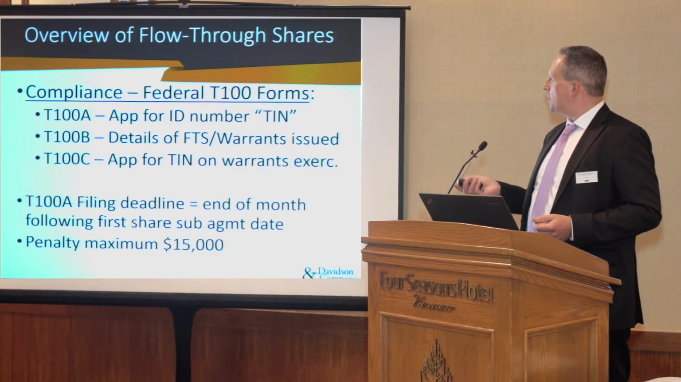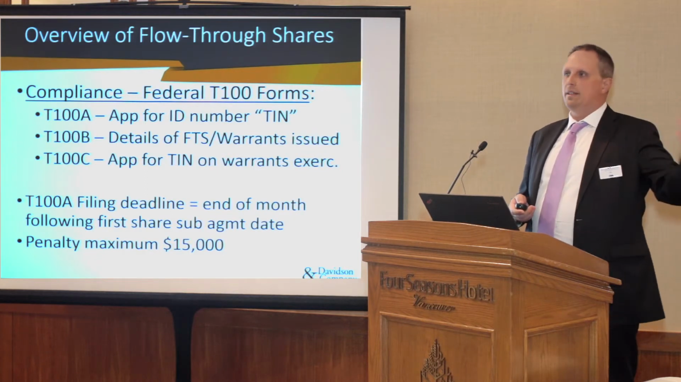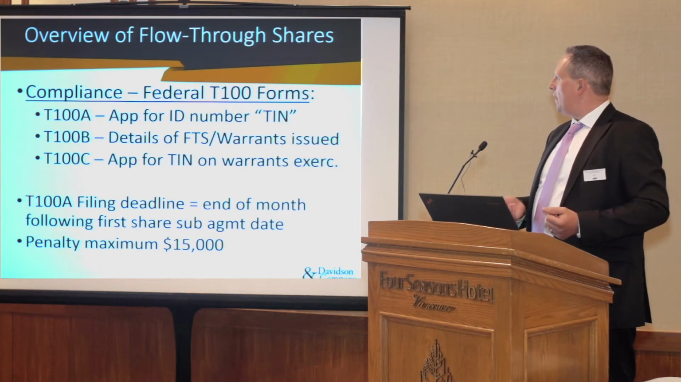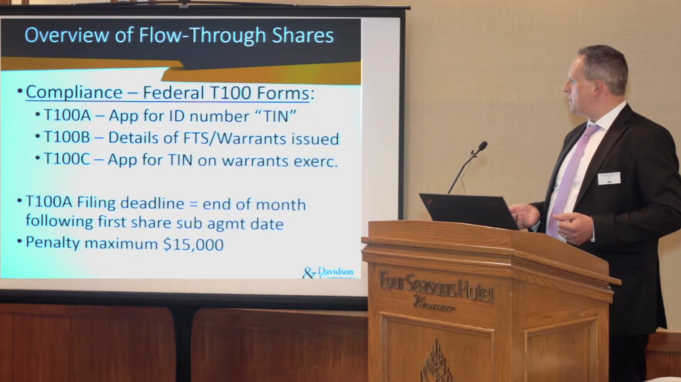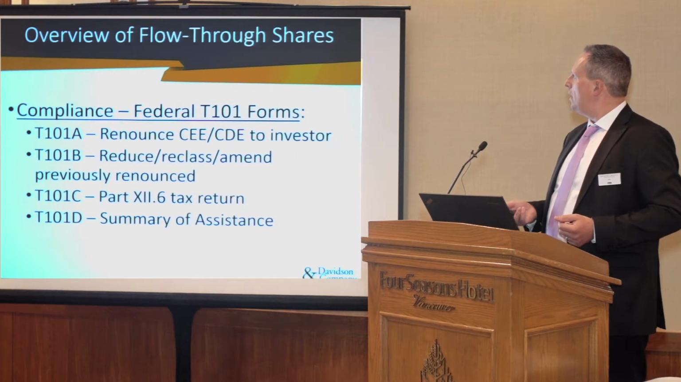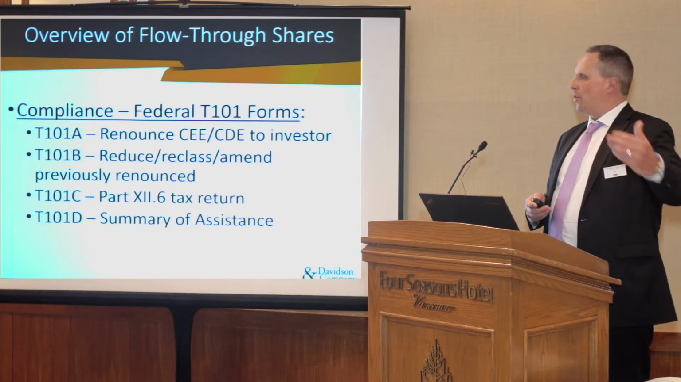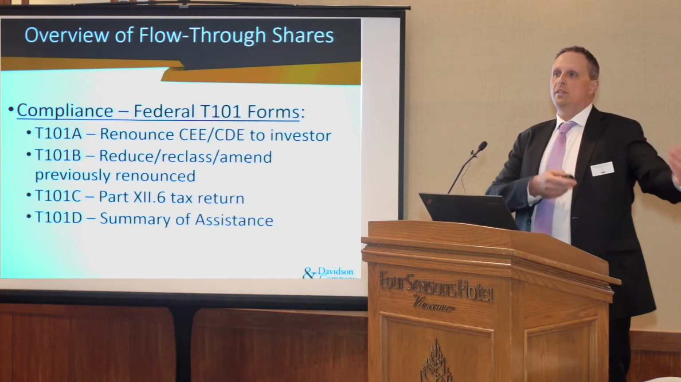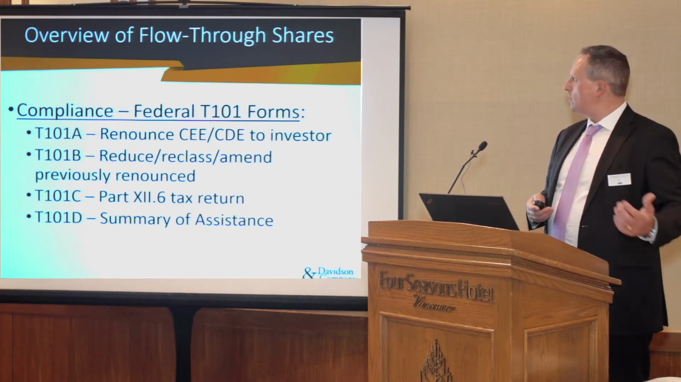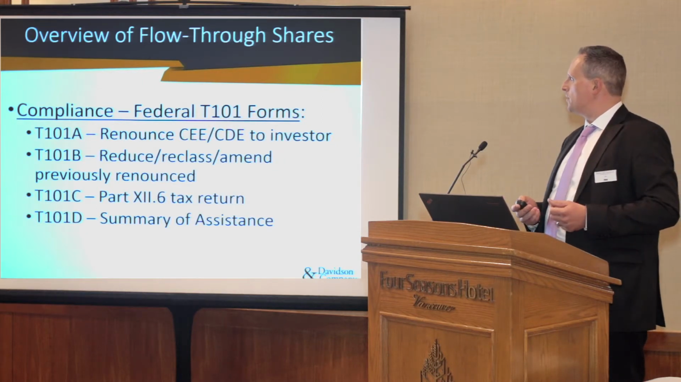So the T100 is essentially where you have to apply for an ID number that gets you in the system with CRA. There's a filing deadline. You want to make sure you meet it because the penalties can be punitive. Once you're in the course of it, the T101 is what reports to the investors what amounts are being renounced and how much their deduction is. If they have any tax credits, it picks it up there as well.